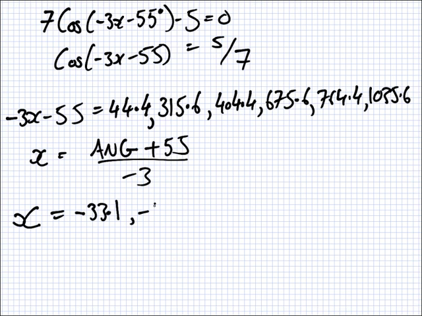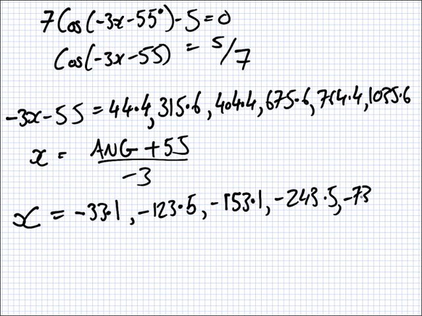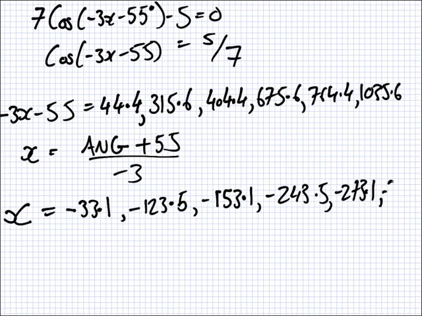Negative 123.5. Okay. Negative 153.1. Negative 243.5. Negative 273.1. Negative 363.5. Okay, so all of these need to be fixed, don't they? Yes. So you have to add 360 to all of them.